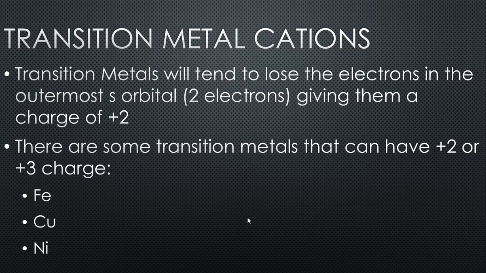So for today, we're going to talk about these 3 that can have a number of charges, but the main ones are +2 and +3. So iron, actually iron in your blood, depending on what it is, if it's bound to oxygen or not, can have a +2 or a +3 charge. Copper can have multiple charges, as can nickel.